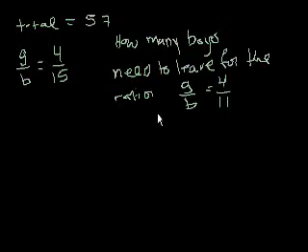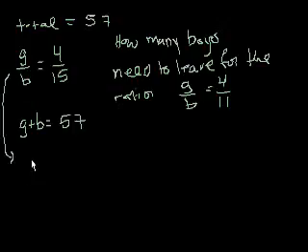So a good place to start is just to figure out how many girls and how many boys there are in this classroom. And we already learned how to do that in the introduction to ratio problems. We know that the girls plus the boys is equal to 57, because there are 57 total kids in the room. And we also know that the girls are equal to 4 over 15 times the boys, and then we can just substitute that back into this equation.